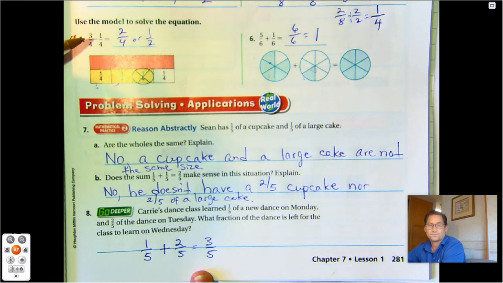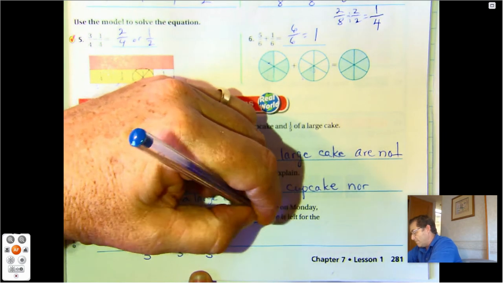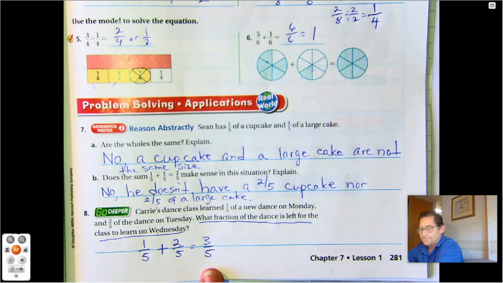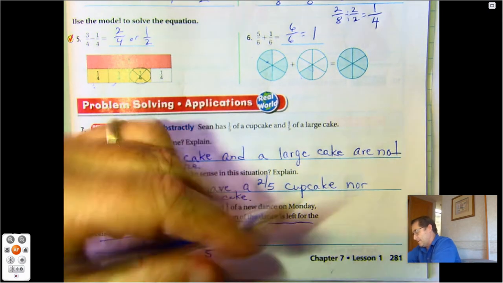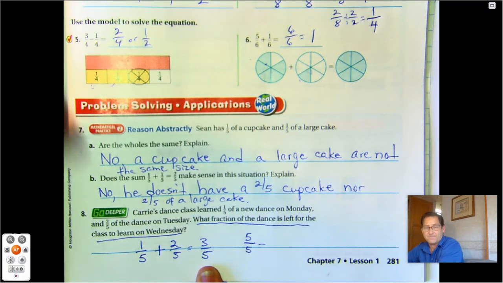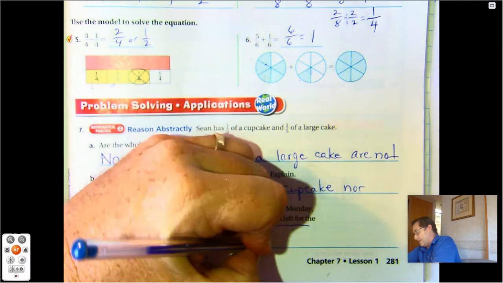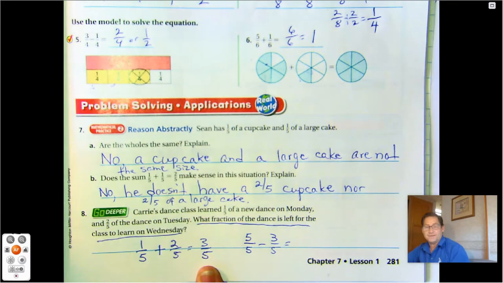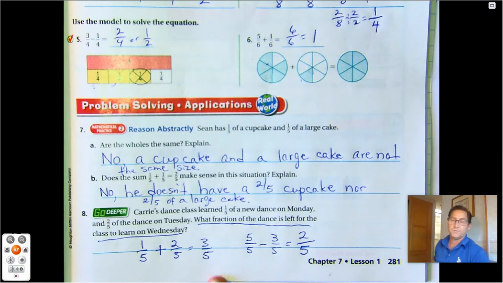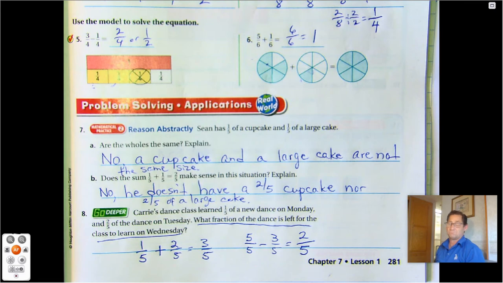But the question says, what fraction of the dance is left for the class to learn? Well, they've got 3 out of the 5 parts of the dance memorized. So the whole would be 5 out of 5 parts, right? Well, 5 out of 5 would be one whole dance. They've learned 3/5 of it. So 5 take away 3, 2/5. Great. All right, page 282.